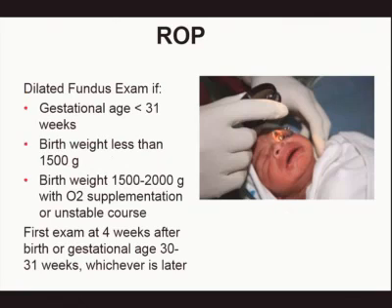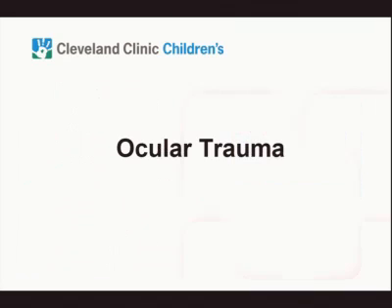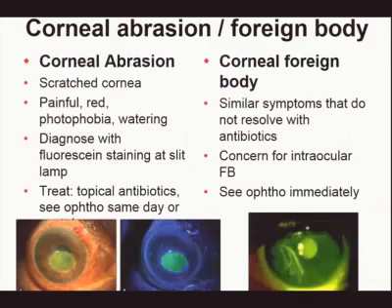So we screen the babies in the NICU and even after they get discharged to make sure that the retinal vessels are growing out appropriately. We do exams if they're born under 31 weeks gestation, if their birth weight is less than 1,500 grams, or if their birth weight is 1,500 to 2,000 grams but they're on oxygen or have an unstable course. The first exam is at 4 weeks after birth or a gestational age of 30 to 31 weeks, whichever is later.